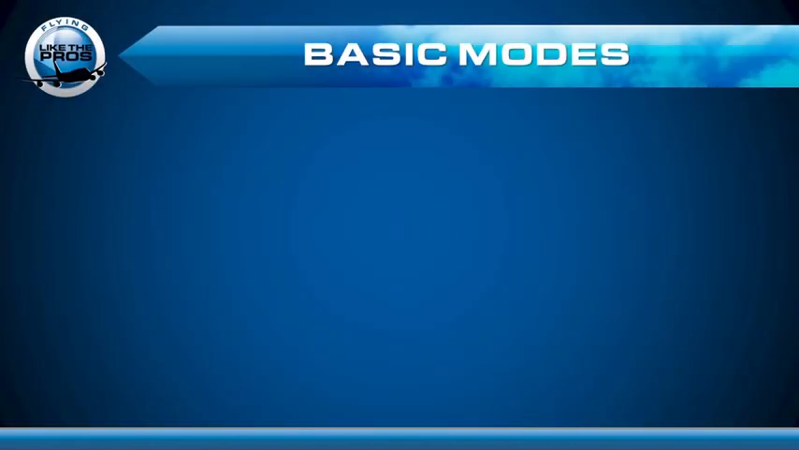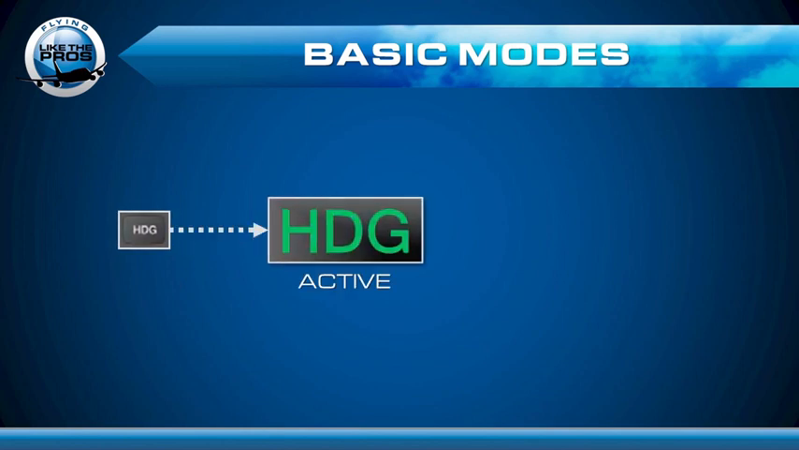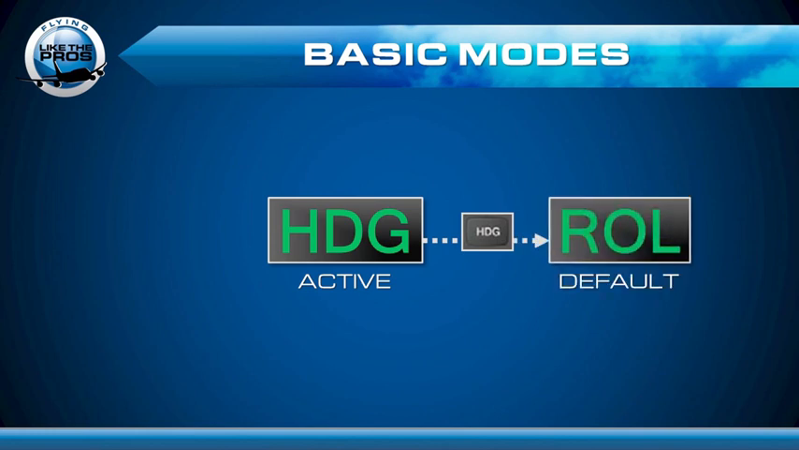Some of the GFC700 modes are what we call basic modes. That means when you press the button, the mode immediately becomes active and is displayed in green. So here I pressed the heading button and the heading mode became active. If I press that button again, the mode turns off and we return to the default mode, which in this case is roll. You know, Mossy, I see pilots forget about the default modes all the time. Just remember though, roll is the default lateral mode and pitch is the default vertical mode.